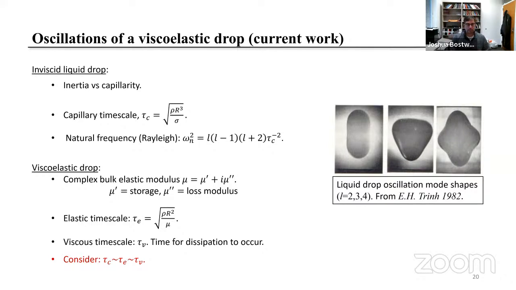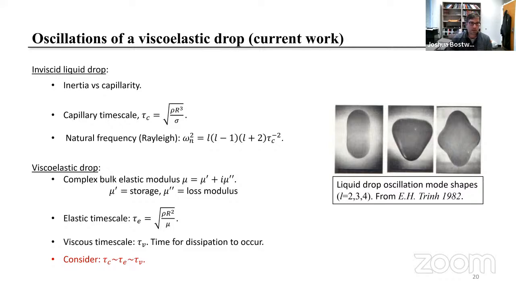Previously I said that we like to work with agarose gel in experiment because it exhibits a very simple rheology. It basically has an elasticity that does not depend upon the applied frequency. In practice, many materials exhibit more complex rheologies, and we're interested in applying our technique to those materials. So to do that, we need to develop a model that incorporates these more complex rheologies. We do this by looking at the oscillations of a viscoelastic drop.